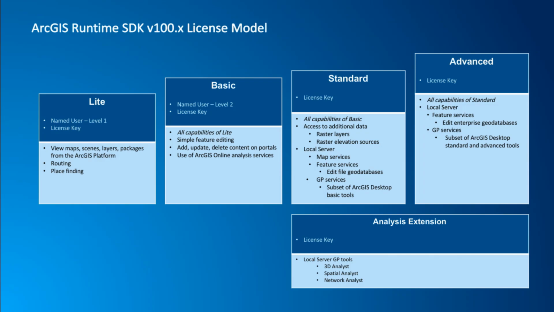We have an advanced level which adds more capabilities, more tools, and the ability to work with more advanced data types. And then there's various extensions. So for the apps that you're building for your mobile devices that make use of the online services or the sync approach or the feature collection editing, it's a basic license or a level 2 named user. If you're using the local server, it's a standard license.